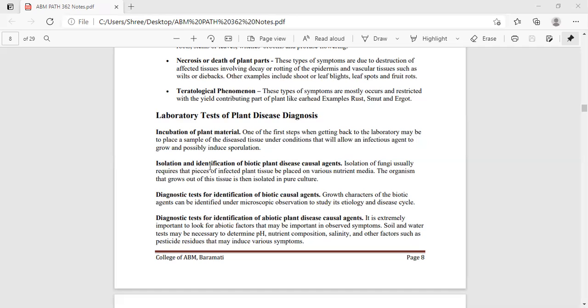Then, isolation and identification of the biotic plant disease causal agent. Isolation of fungi usually requires that pieces of the infected plant tissue be placed over various nutrient media, and the organism that grows from the tissue is then isolated in pure culture.